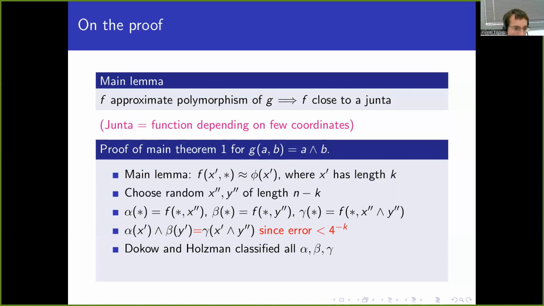Okay, so we know all the possible solutions of this, all possible alpha, beta, and gamma. And now we're done because f, we know, is close to the junta phi, and also alpha is close to the junta phi, at least on average over x double prime. So this means that f is close to alpha, and we know what alpha could be. Okay, so this is the idea of the proof. And sorry for the slight mistake here, this should be y prime rather than y double prime.